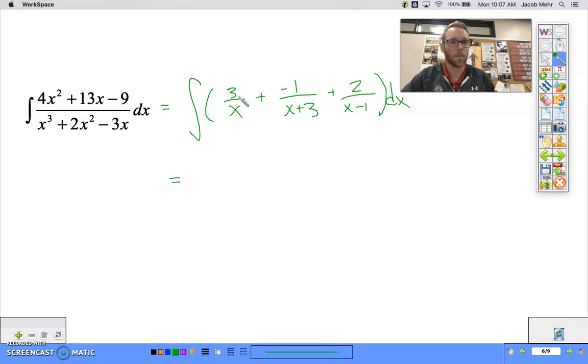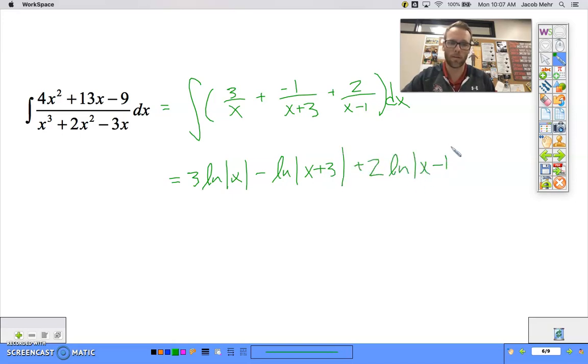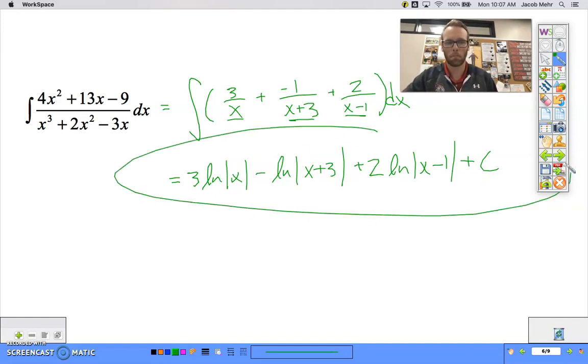Now, let's find the antiderivative of these. This one is just 3 times the natural log of the absolute value of x. This is minus the natural log of the absolute value of x plus 3. And this is 2 natural log of the absolute value of x minus 1. Notice all of these, the derivative of the inside is 1, so we don't have to worry about doing a substitution chain rule kind of stuff. There we go.